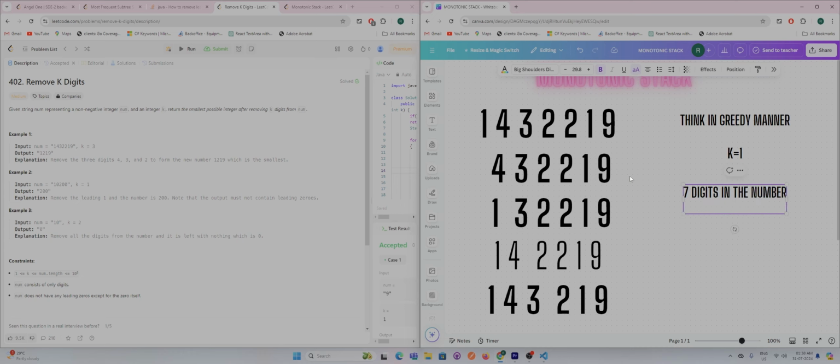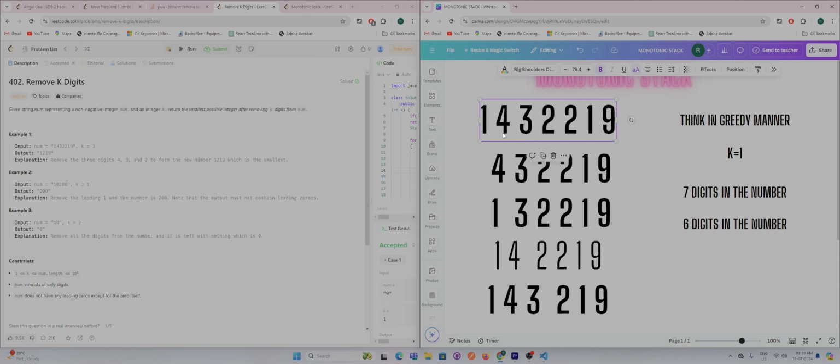What happens if you remove any 1 digit? K is 1, so if you remove any 1 digit, it will be 6 digits in the number. There is nothing you can do to not make it 6 digits. So our job is to minimize the 6 digits. Now think here, if you remove the topmost digit, which is 1, what happens? A bigger digit takes its place, 4 is now the top digit. If you were to remove 4, 1 would be the top digit, so it becomes smaller.